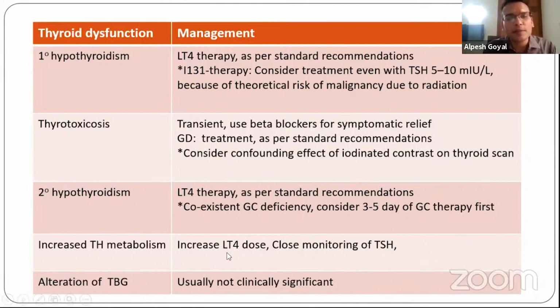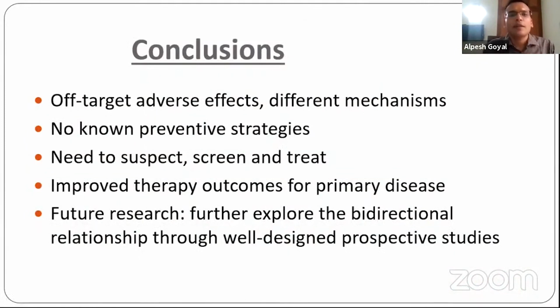For increased thyroid hormone metabolism, the treatment is to increase the thyroxine dose. TBG alterations are usually not clinically significant and can be followed clinically. To conclude, as newer drugs become available, there are off-target adverse effects, including those on the thyroid, and we need to be vigilant. There are different mechanisms by which these thyroid effects can occur. At present, there is no known preventive strategy, with the possible exception of thyroid block with iodine 131 MIBG therapy. We need to suspect these, screen for them, and treat them.